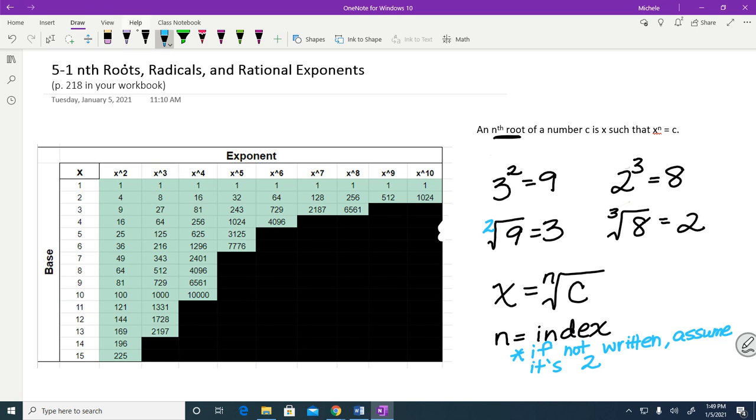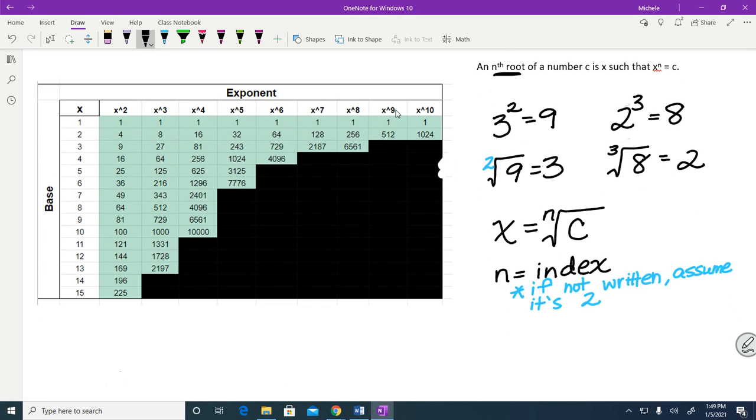The c on the inside, we call that part the radicand. That's whatever you're taking the root of, and then whatever that equals is the x. So you have your power chart that you filled out a little bit before. All right, and here's how I can use my power chart.